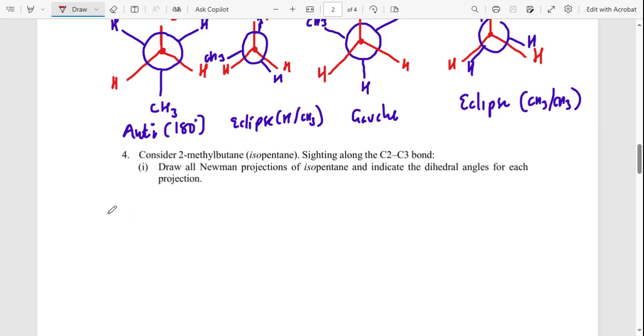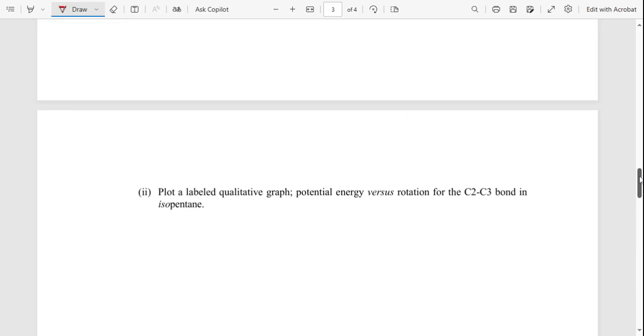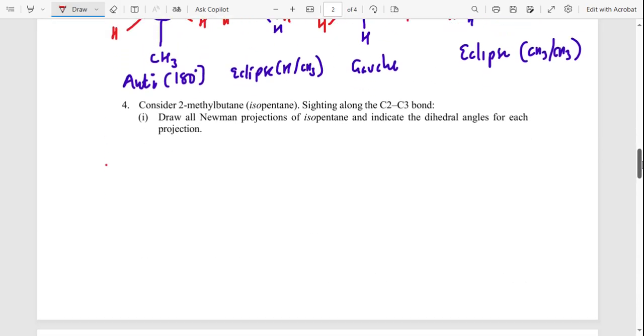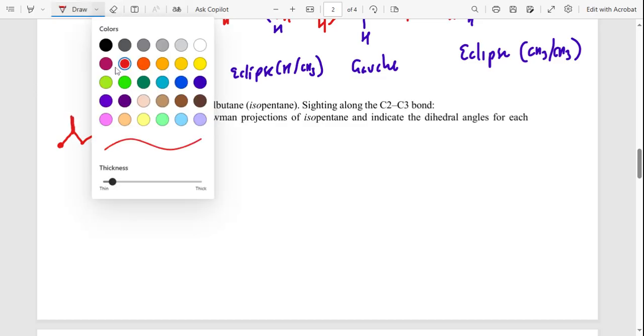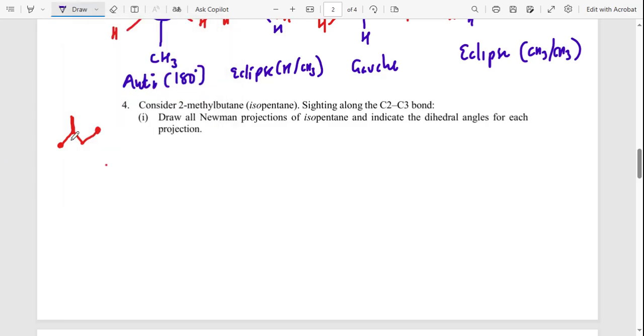So first things first, the molecule we are talking about is 2-methylbutane. Butane means it has 4 carbons, isn't it? Okay, there's no space, so I have to fit everything here. So carbon 1, carbon 2, 3, and 4. But it is a 2-methylbutane, meaning at carbon number 2 we have a methyl. So I'm going to label these. This is carbon number 2. This is carbon number 3.